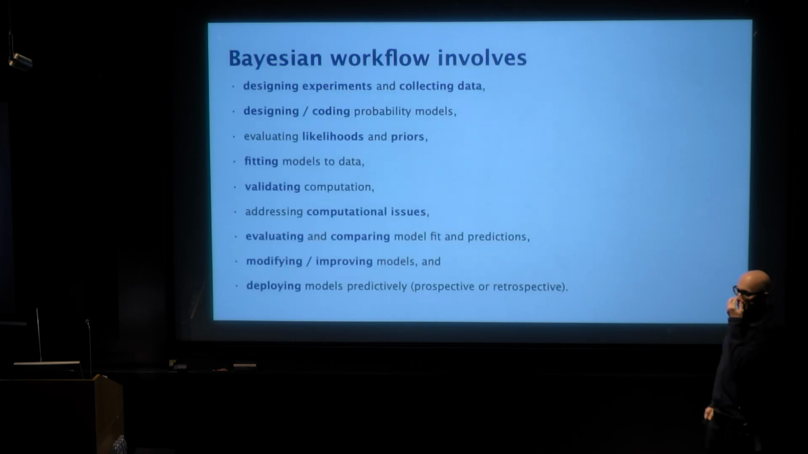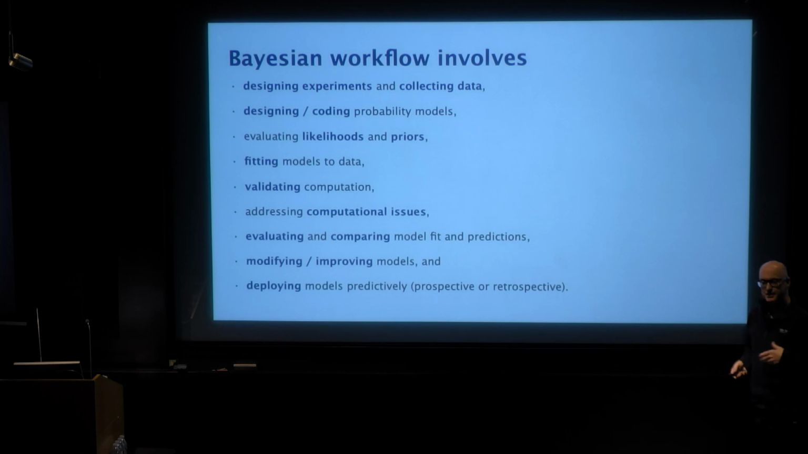Right? So Bayesian workflow involves a whole bunch of things, and I'm just going to enumerate some of them here. It starts from designing experiments and collecting data. Often in computer science, we're just given our data. In statistics, somebody had to think about what data to collect, right? You can do a lot of statistics, and I would urge you to get statisticians involved before you've collected the data to help design the experiments.